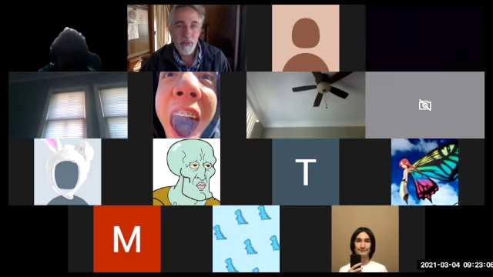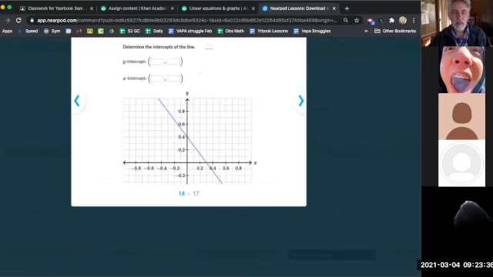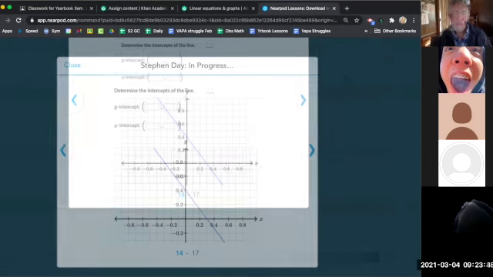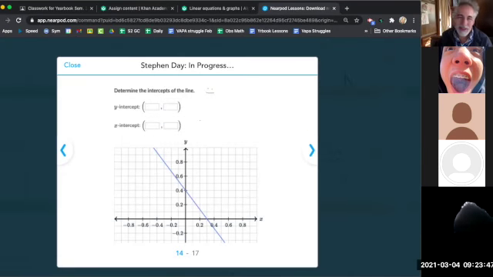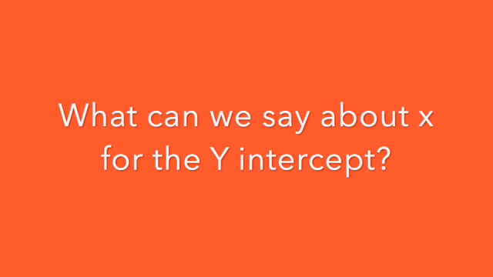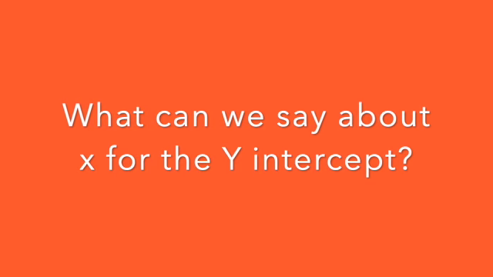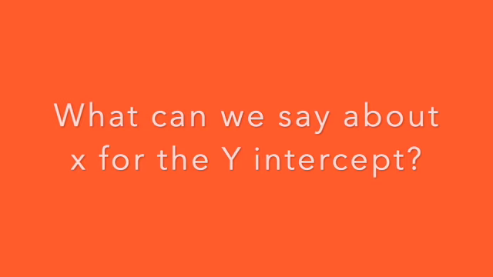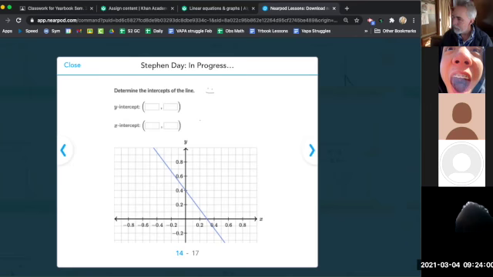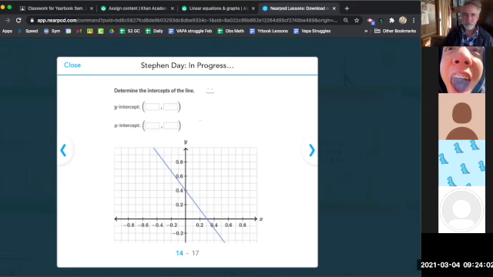When we see a graph, we can see where the intercepts are because the line crosses the axis. You can see it on the screen right now. Can anybody tell me what we can say about this one right here? For the y-intercept, what do we know about the x? What number is it going to be? The x has to be 0. Awesome, Miss Keith. Good job.